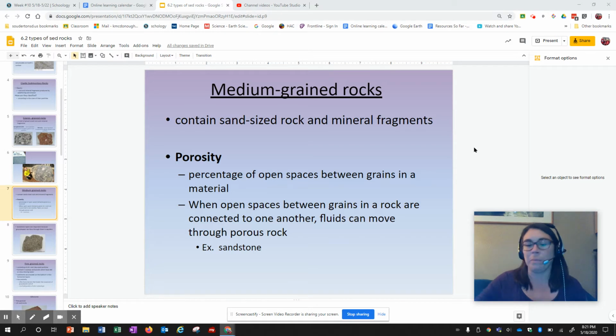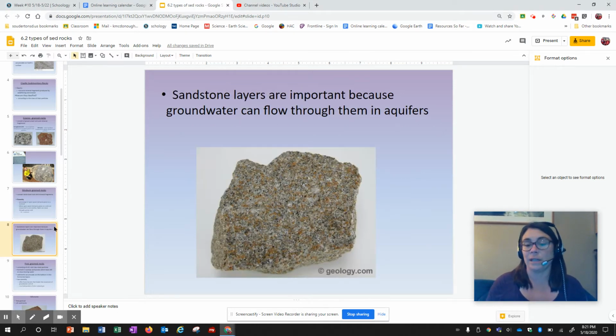And sandstone is important because of its porosity. And we just talked about porosity with water. That means that water is able to flow through it. So sandstone is really important. When we find it underground, we often find groundwater running through it because it's porous enough for the groundwater to run through it. So a sandstone aquifer would be a great place to try to tap into to get groundwater.